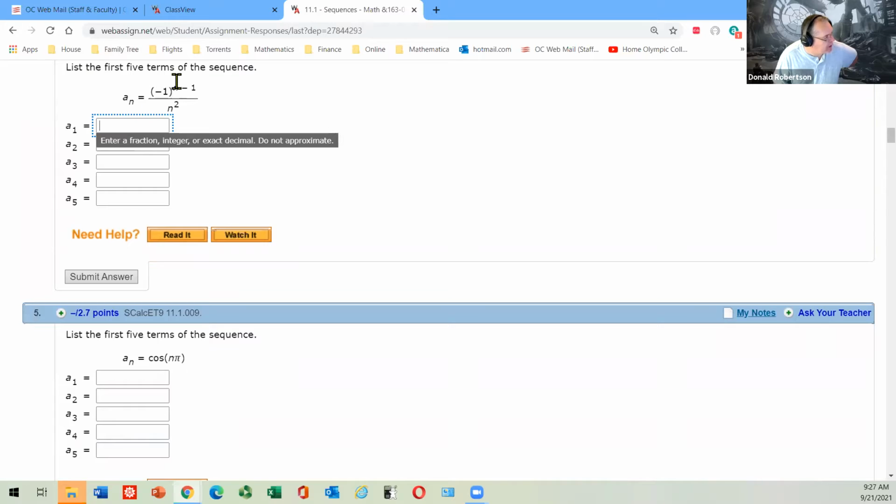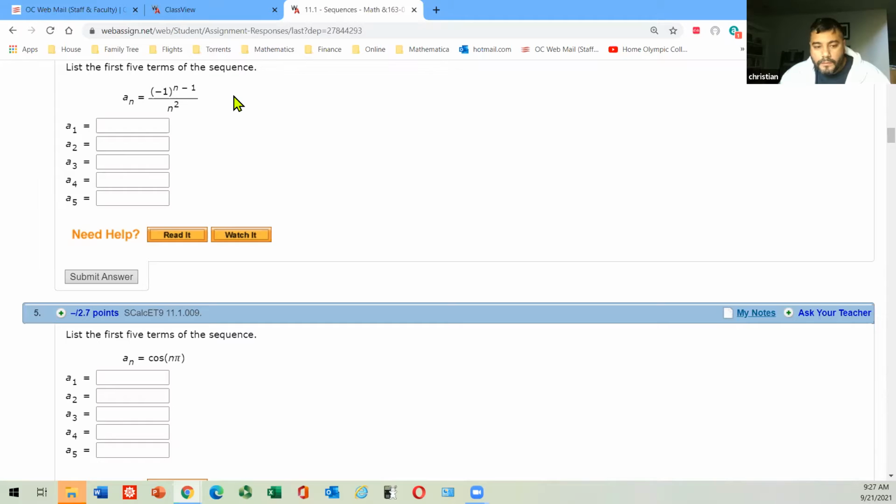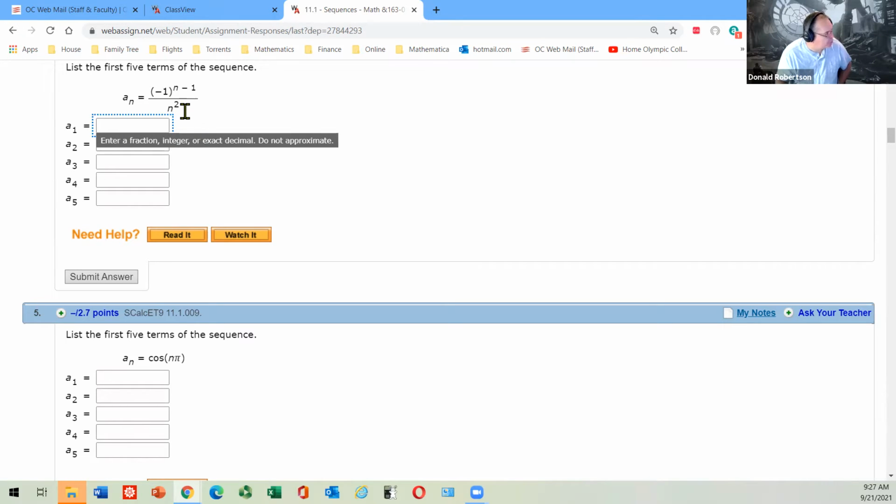A1 is what you get when you replace this n and this n with 1. So we're going to have to do, I'll try this in my head, negative 1 to the power of 0 divided by 1 squared. Okay, let's make your brain hurt. What number is negative 1, in brackets, to the power of 0? 1. Yeah. So this one is going to be 1 on the top over 1 squared, which is 1 on the bottom. So that would be 1. Let's try the next one.